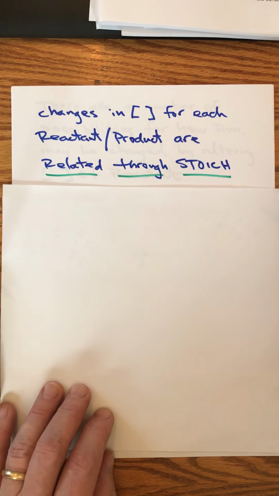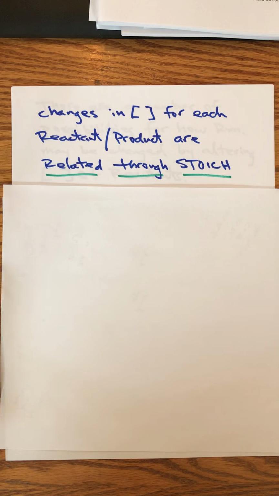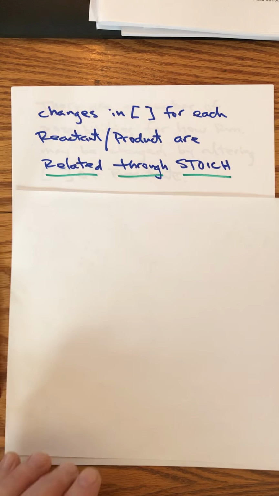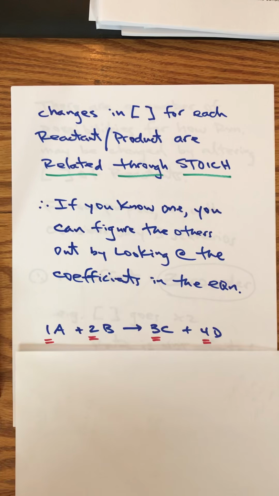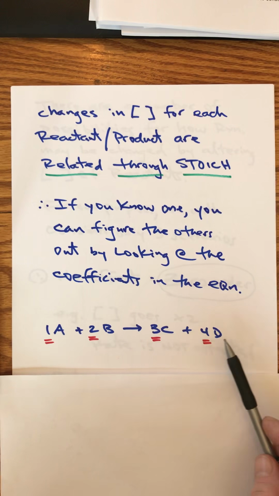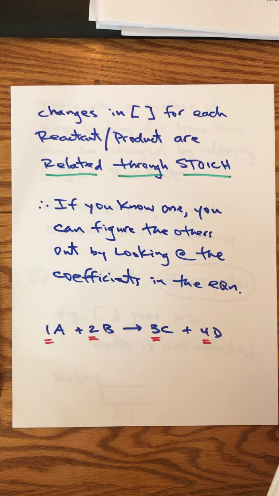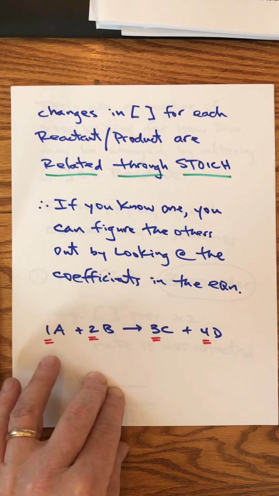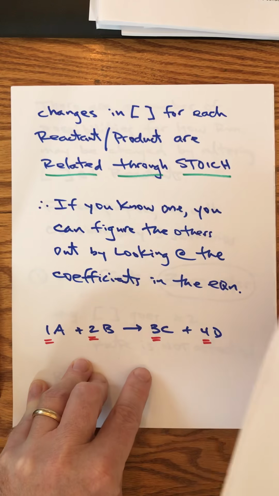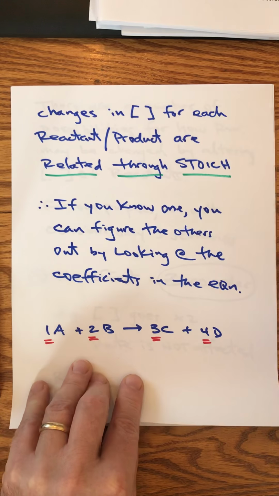Now, you don't need to measure every single reactant or product, because if you know one, you know them all, because that system is related through stoichiometry. So if you've got a system with 1A and 2B and 3C and 4D, that stoich comes into play. You don't need to measure A and B or C and D. Just pick one of your players in the game, and through stoich you have them all.